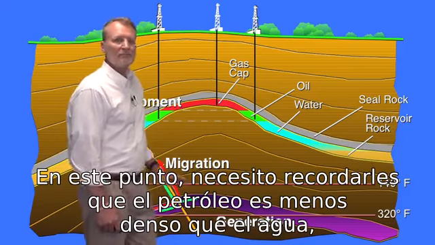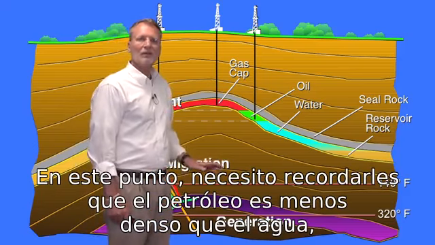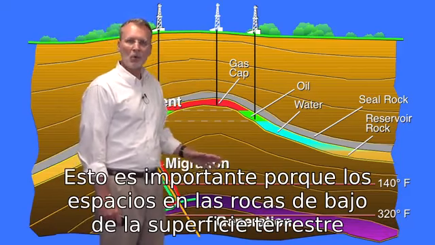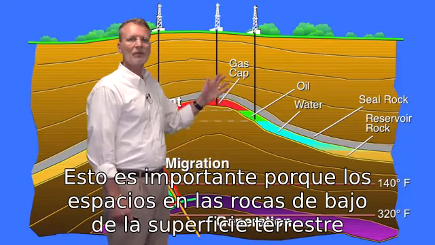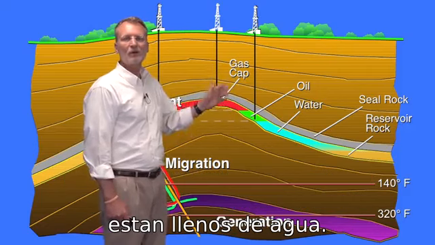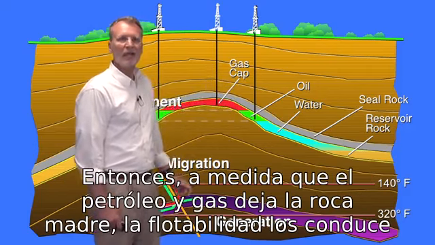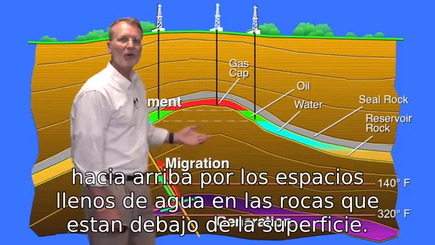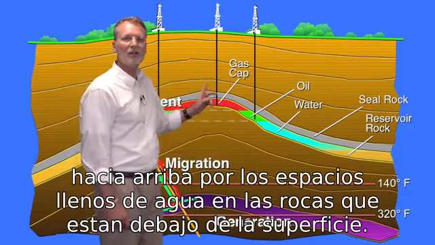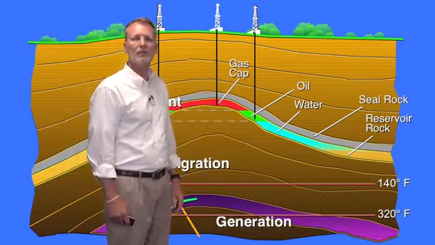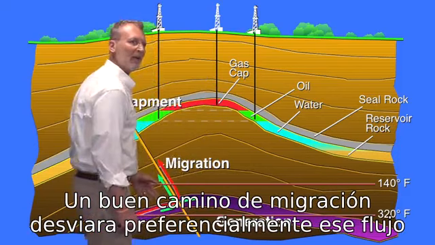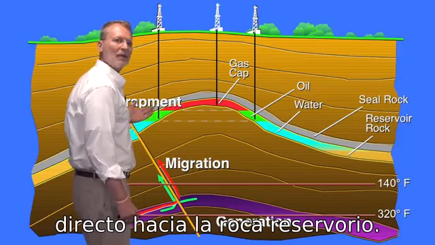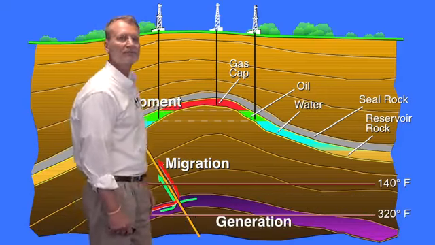At this point, I need to remind you that oil is lighter than water and gas is lighter than oil. This is important because spaces in rocks below the Earth's surface are filled with water. So as oil and gas are cracked out of a source rock, their buoyancy drives them up through the water-filled spaces in the overlying rock towards the surface. A good migration pathway will preferentially direct much of that migration right into the reservoir rock.